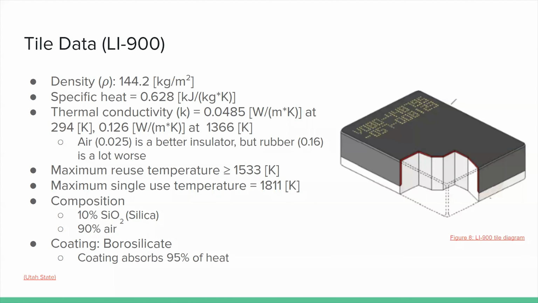To analyze the heat transfer for a shuttle tile, some parameters need to be set. The material for the shuttle tiles analyzed in this study was Li900, and the density, specific heat, thermal conductivity, and temperatures listed on screen were extracted from the Utah State University study that we will compare ours to. The composition of the tile is 10% silica and 90% air, with a borosilicate coating that absorbs 95% of heat.